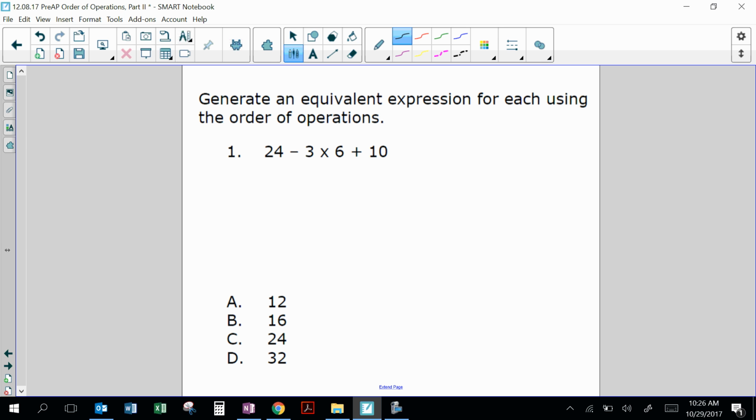So we have 3 questions you're going to answer. Generate an equivalent expression for each using the order of operations. So let me highlight the operators. Here's an operator. Here's an operator. As you can tell, there are 3 terms here. The first, second, and third term. The first term is 24. We'll leave that alone. The middle term, or second term, is 18. And the third term is 10. 24 minus 18 is 6 plus 10 is 16. B is the answer.